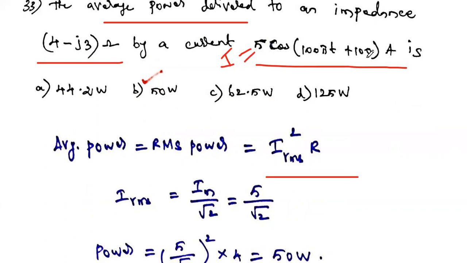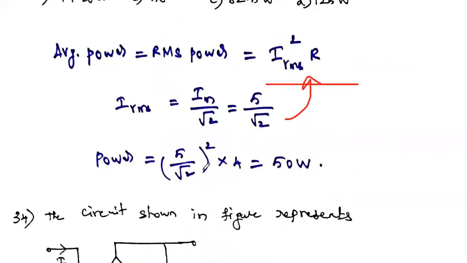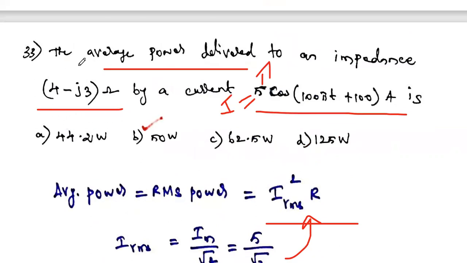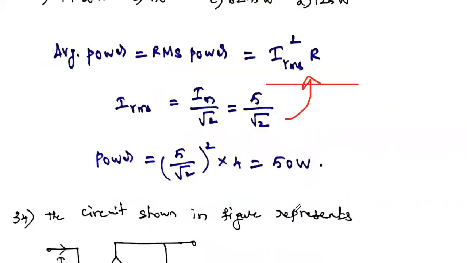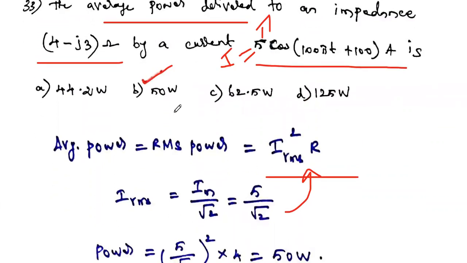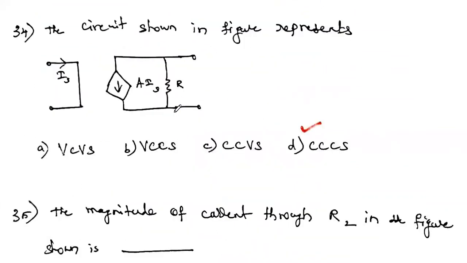So I equal to 5 cos, this means 5 is nothing but Im, the amplitude of the current. So IRMS is 5 divided by root 2. You just substitute this IRMS value in the above equation: 5 by root 2, the whole squared, into resistance R. Here this is the impedance, so what is the resistance value? 4. So 5 divided by root 2 the whole squared into 4 is 50 watts. So 50 watts is the correct answer. This is the average power delivered to the particular impedance.